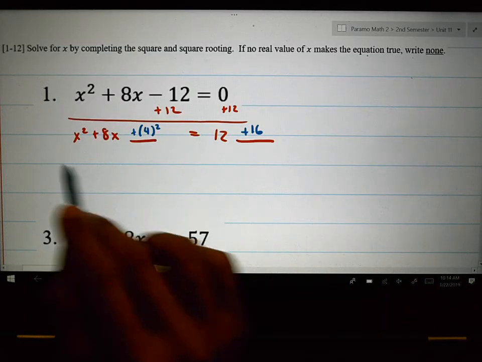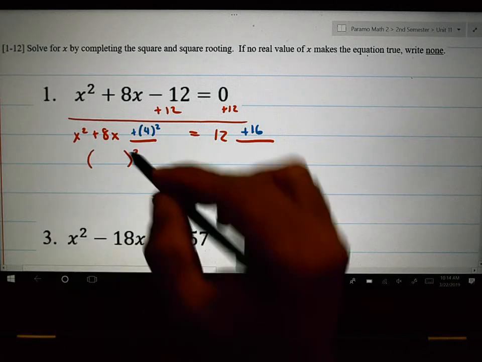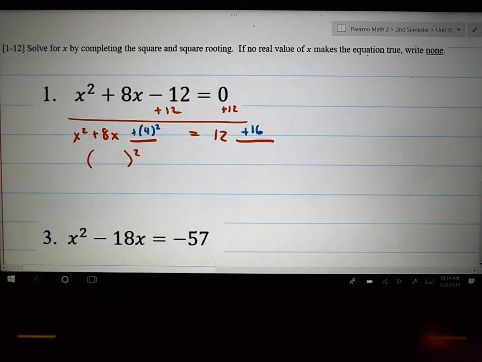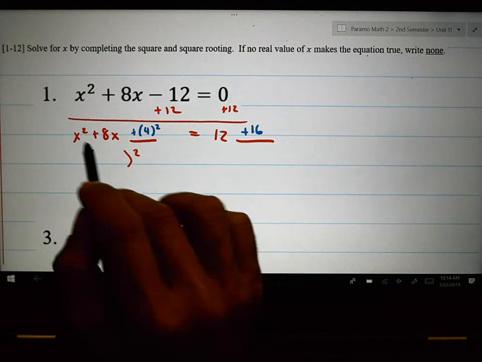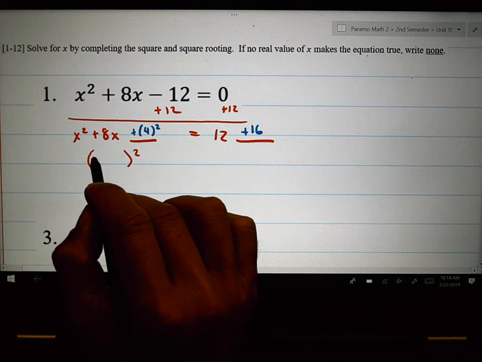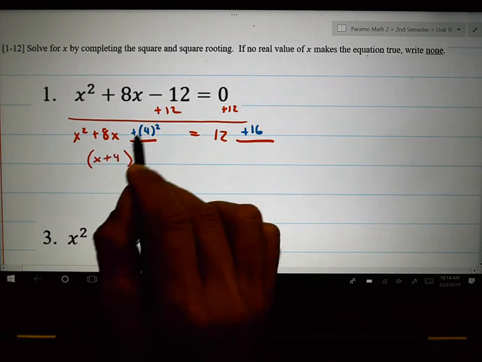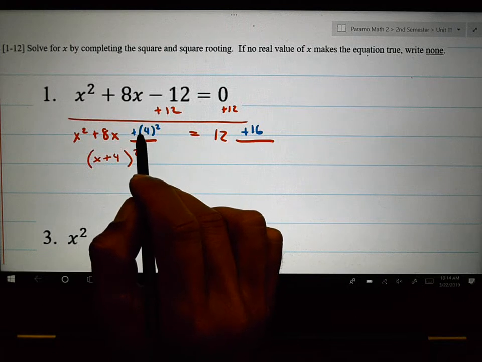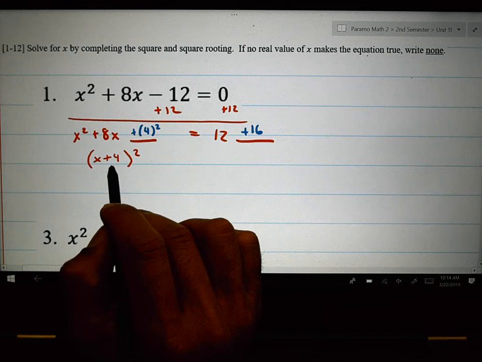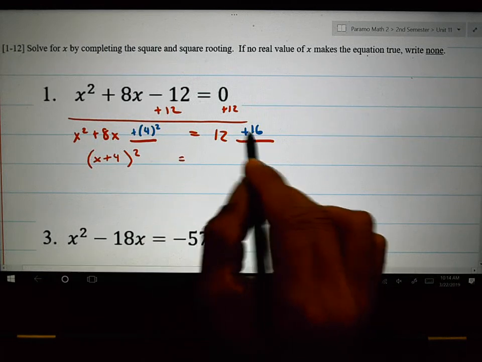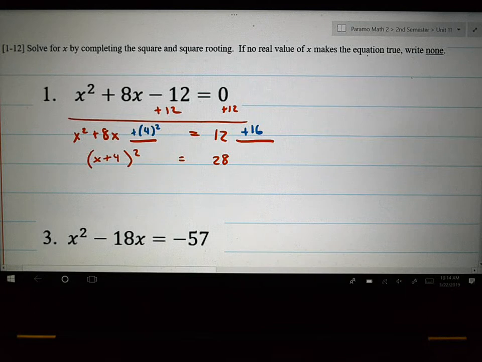This side will factor perfectly. Every single time we complete the square, it's these 3 things, and they factor into a perfect binomial square. Or this trinomial square is a perfect binomial square. The x goes here. What goes there? Plus 4. Whatever you added, half of b is going to go there every single time. Half of b goes there. Equals. Now on this side you get 28.